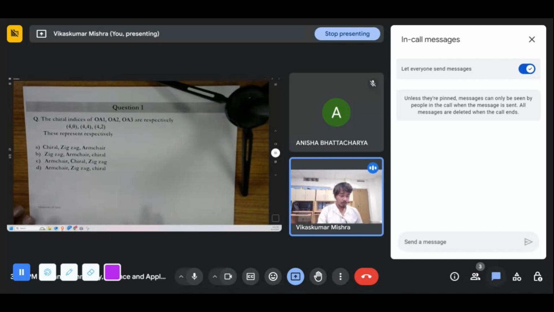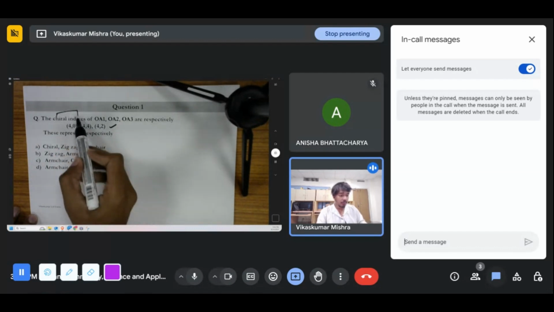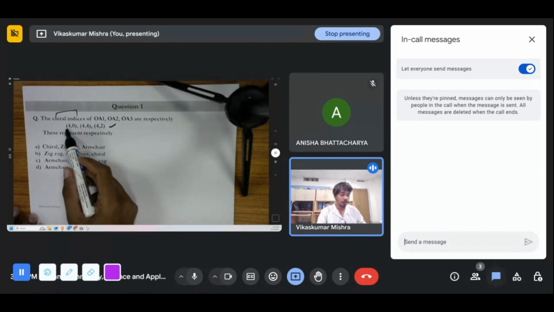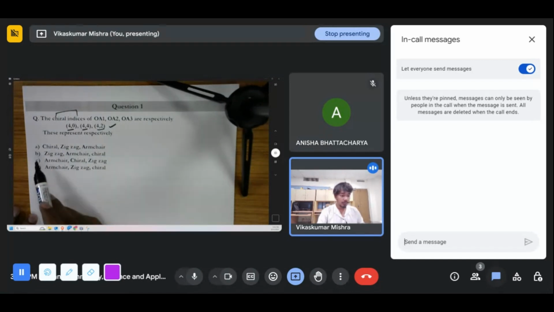So here is question number 1. You will find exactly the same type of question in the assignment. Question number 2 is not exactly the same; it's a little bit different. Let's see how we can find it. Chiral indices are given to us. Let us say the first one is (4, 0), then (4, 4), and (4, 2). We need to find whether it is chiral, zigzag, or armchair type.